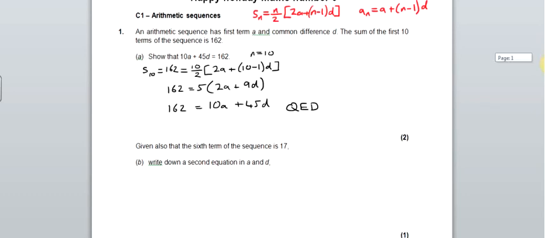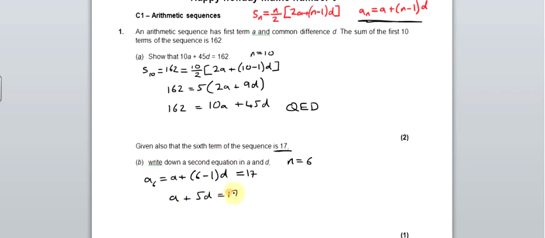Now, we are now given some additional information, the sixth term of the sequence. So that's the thing that alerts you to using this formula here. So the sixth term, so a6, is equal to a plus, now n is 6, isn't it? Because that's the number of it, so it's 6 minus 1 d, and that is 17, because they tell us that the sixth term is 17. So we've got a plus 5d equals 17, and that's our mark there.